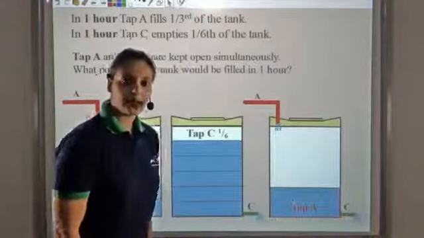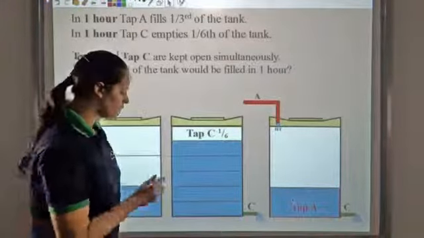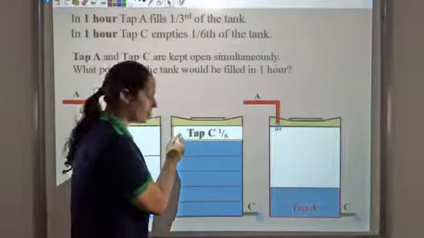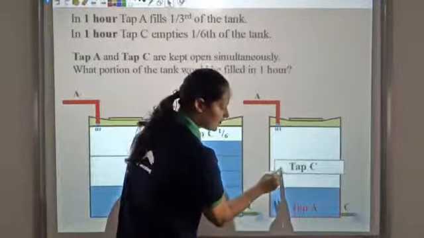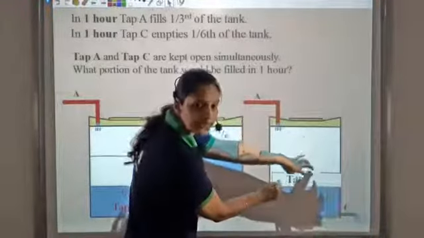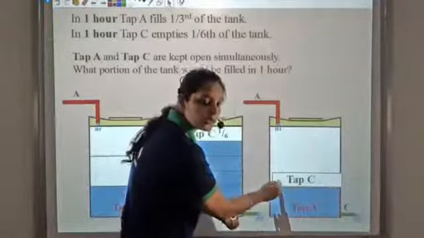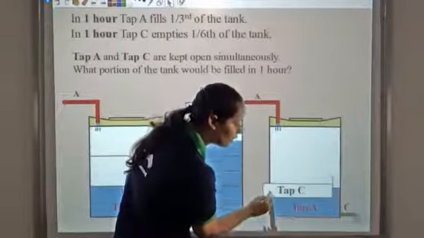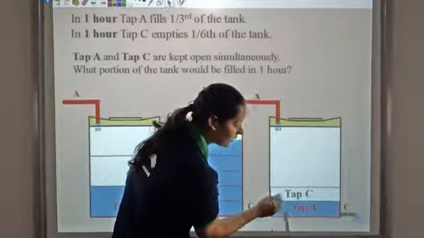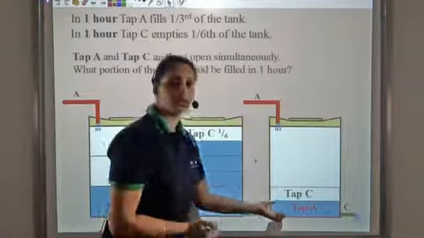But along with tap A, we have tap C also. Now what is tap C doing? It is removing water from the tank. So I will not add this, because it's not adding to the work. That is, it is not filling the tank. Instead, it is removing water from the tank. That is, we have to subtract the work of tap C. It is doing negative work.